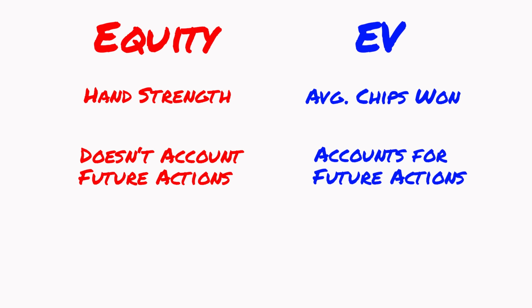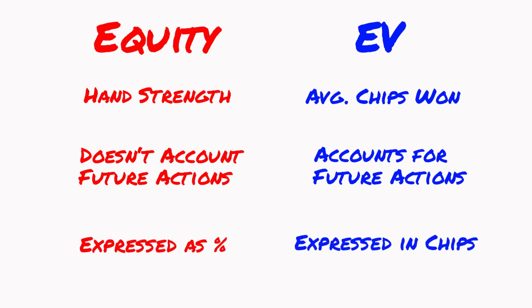So although unlike equity, EV is expressed in chips and not as a percentage, and therefore it's more difficult to compare EVs across different scenarios, since EV tells us the average number of chips we should expect to win when taking an action, when we make decisions at the felt, we should always be striving to take the actions that we estimate have the highest EV, making it the most important metric in poker.